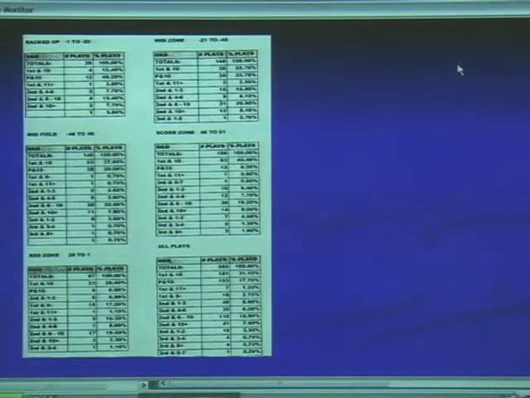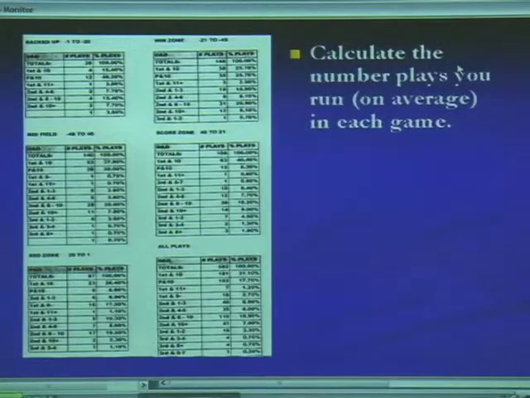So here's our real game situations broken down by this portion of the season. You can't see it, but it basically says that in the red zone, this is how many first down situations we get. So we plan our practices accordingly. Calculate the number of plays.